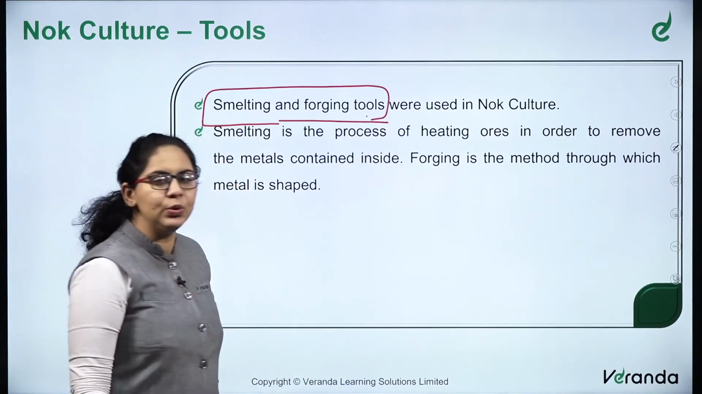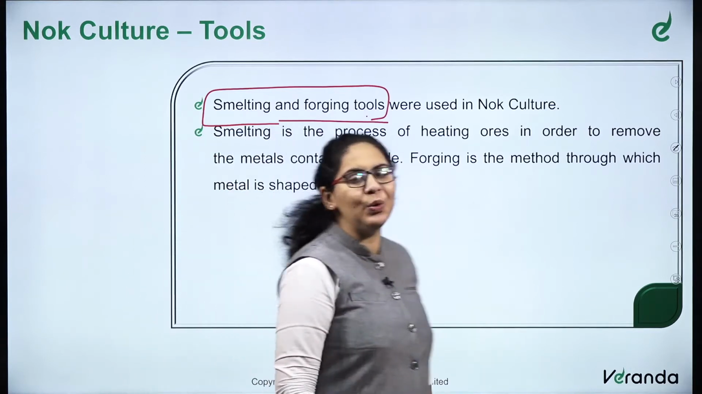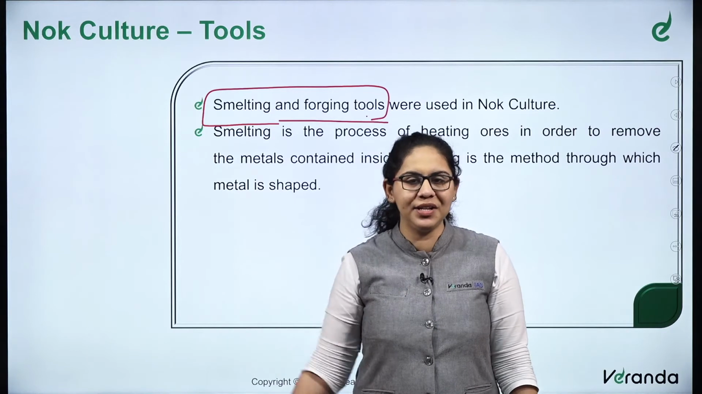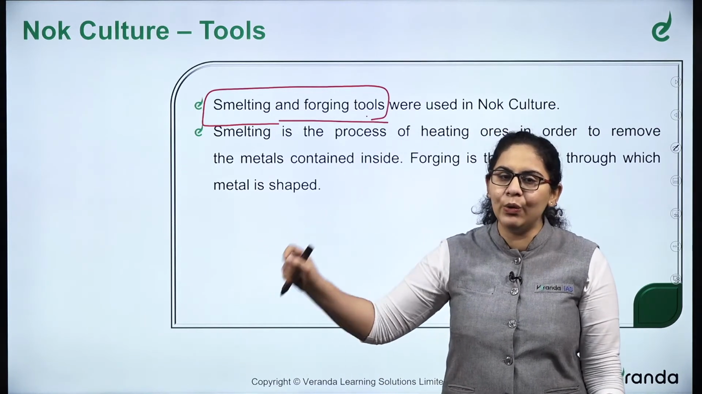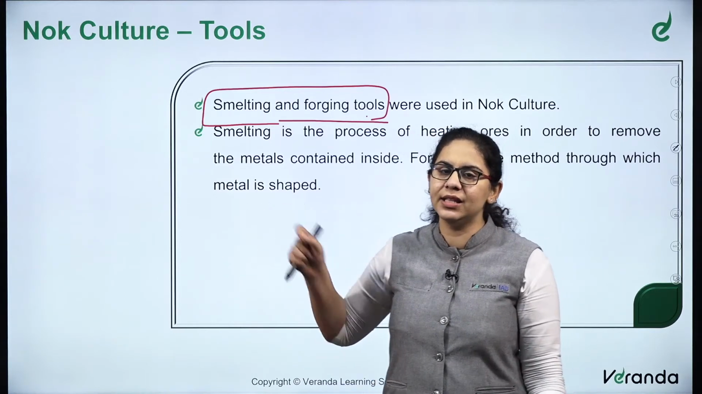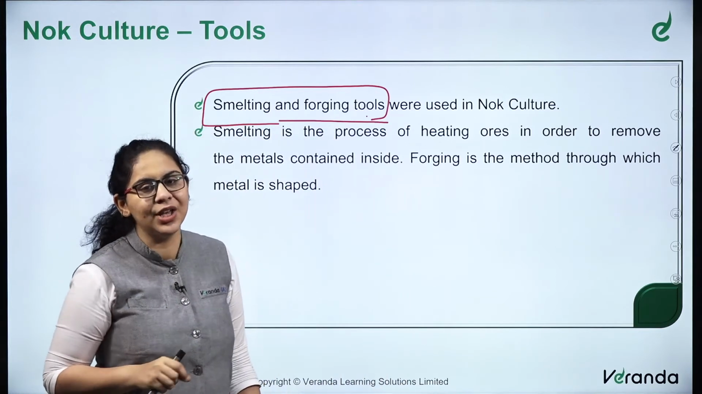Smelting and forging tools were used. Smelting is the process of heating ores. What is smelting? Iron smelting, we are discussing again and again. It is the process of heating ores in order to remove the metals contained inside. Forging is the method through which metal is shaped.